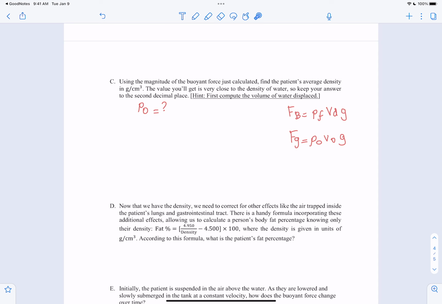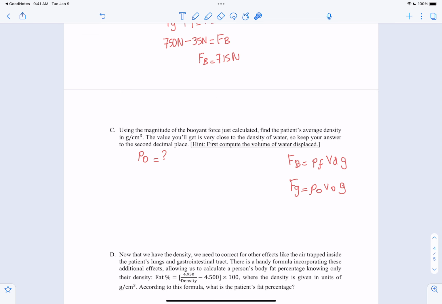I'm trying to get at a point here specifically that this is the second equation that we're going to be using. Because we want to find out what the patient's average density is. We know that the density of the fluid is 1,000 kilograms per meter cubed. That's the density of water. We want to figure out what rho object is, this density of the object. So this is unknown to us, this is known. This is a constant.